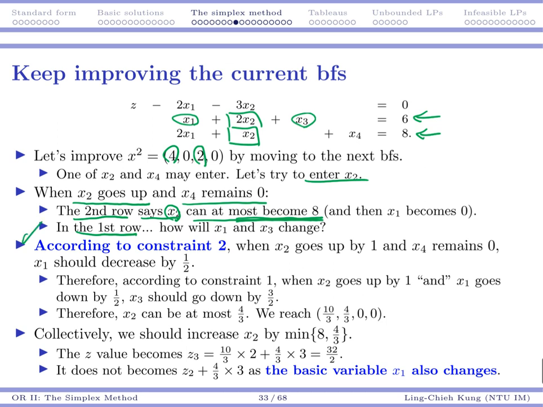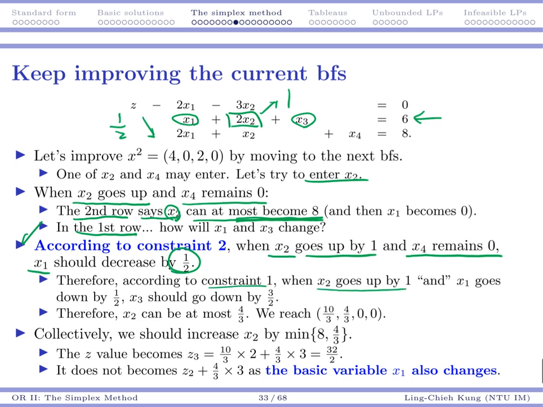So according to constraint 2, what do we have? When x2 goes up by 1 and x4 remains 0, we know x1 would decrease by 1/2, according to constraint 2. So suppose we know that when x2 is increased by 1, x1 would be decreased by 1/2. Now we are able to see what's going to happen on x3. According to constraint 1, when x2 goes up by 1 and x1 goes down by 1/2, x3 should go down by 3/2. Why is that? Because that's the only way for us to maintain the equality. Alright? So when we do that, x3 would decrease by 3/2.